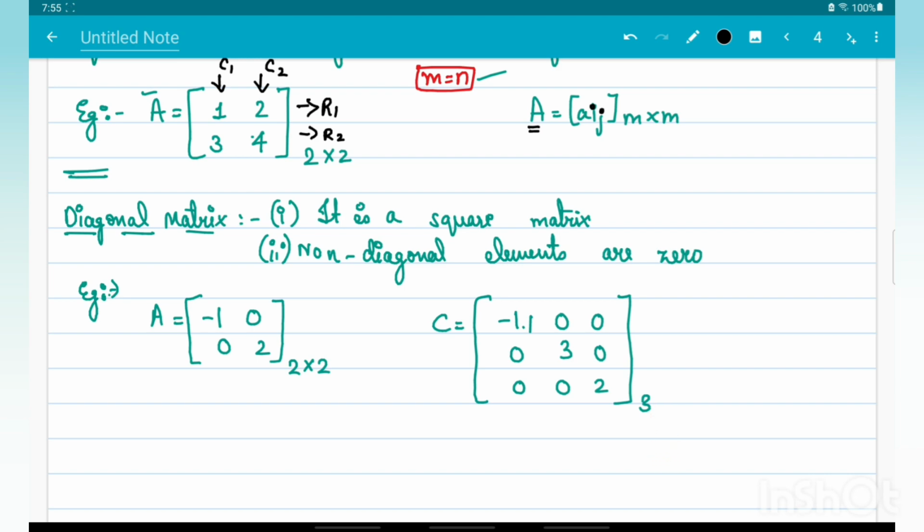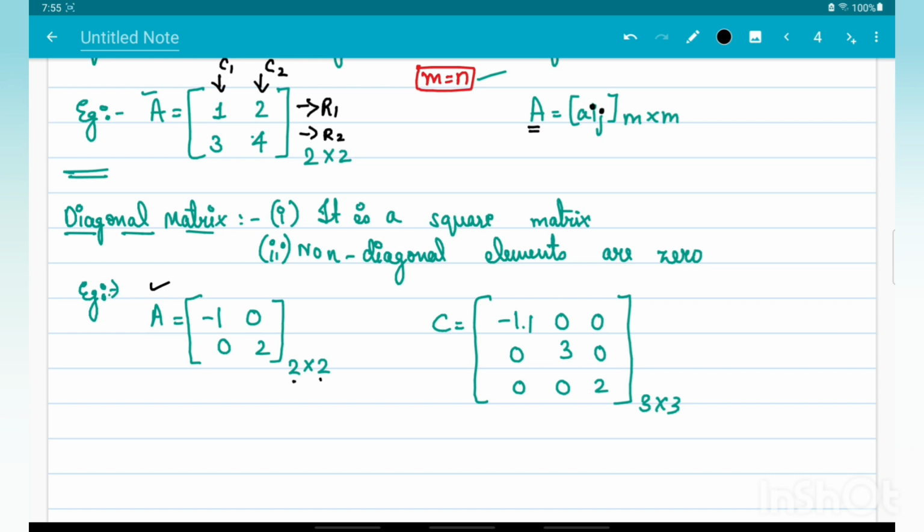Now if you see here, I've taken 2 examples. Now let us see the first example. This is matrix A, which has got elements -1, 0, 0 and 2. These are the elements of this matrix. Now this has got 2 rows and 2 columns, and thereby the order of the matrix is 2 by 2. m is equal to n, that is, the number of rows is equal to the number of columns. So the first step is that it is a square matrix. That step is verified.